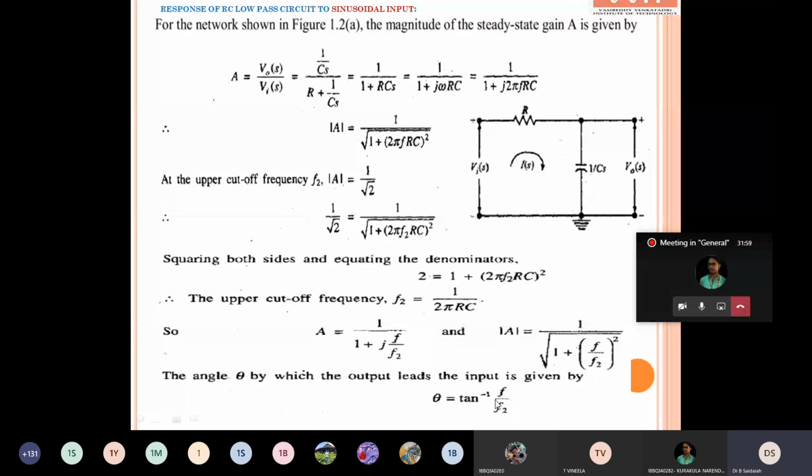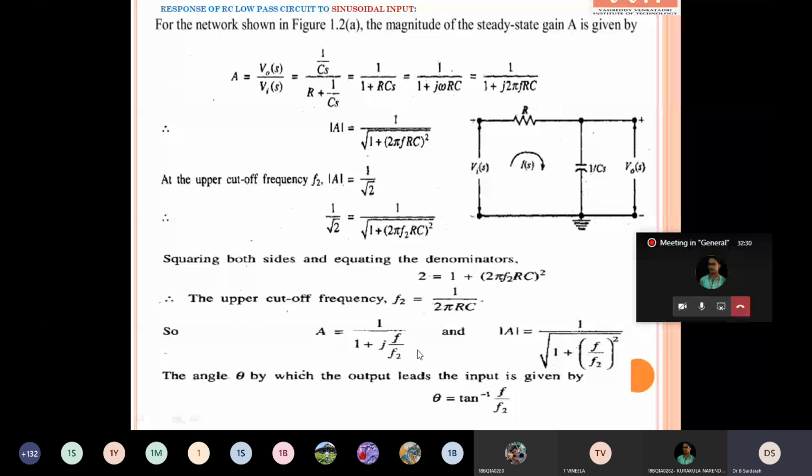Similarly, you have to find out how theta varies with respect to frequency and the upper cutoff frequency. This is a sinusoidal signal applied to a low pass RC circuit. What is the voltage gain? According to the voltage gain, you have to find the upper 3 dB frequency or upper cutoff frequency f2 value. Then substitute this f2 in this equation and find the voltage gain value varying with respect to frequency, and at the upper cutoff frequency it is constant.